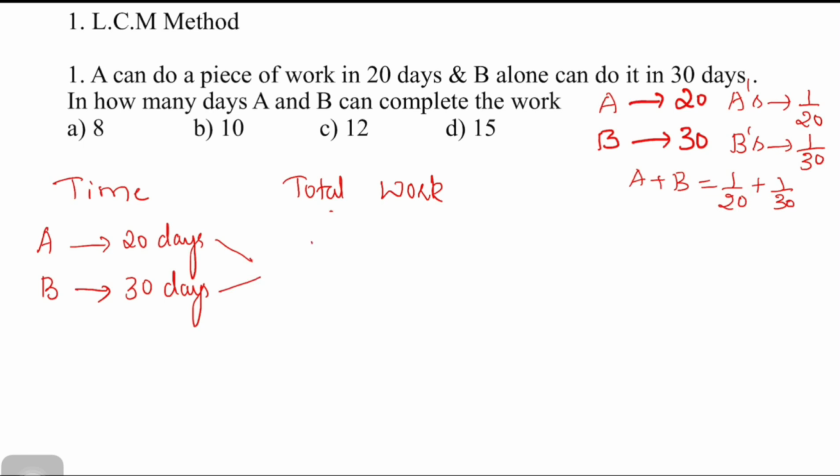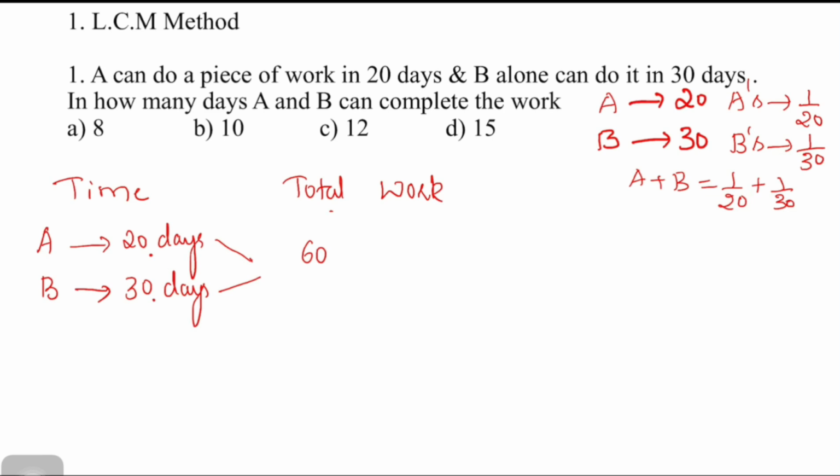It is 60. If two numbers are there, take the largest number, 30, and go on looking at the multiples of that largest number, and whichever is also divisible by 20, that itself is the LCM. It means the least number which is common for both 20 and 30. That itself is the least common multiple.